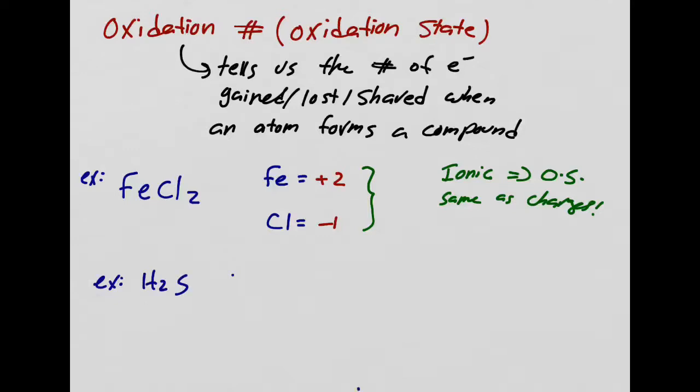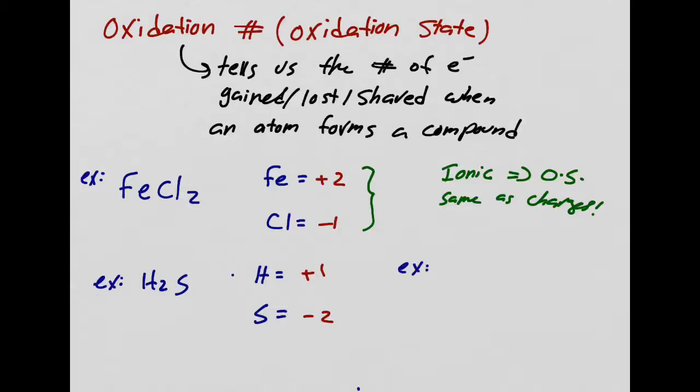H2S. I want to know the oxidation number of H and the oxidation number of sulfur. Okay, pause me, do this. Probably you say hydrogen is +1, sulfur is -2. And you are right, because this is an ionic compound. You can cross out the charges. So H is +1, S is -2. For an ionic compound, the oxidation number is the same thing as the charges. Don't forget that. Beautiful so far.